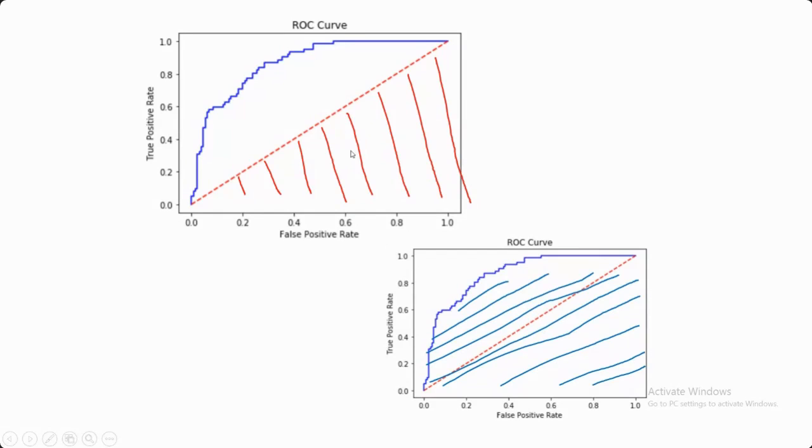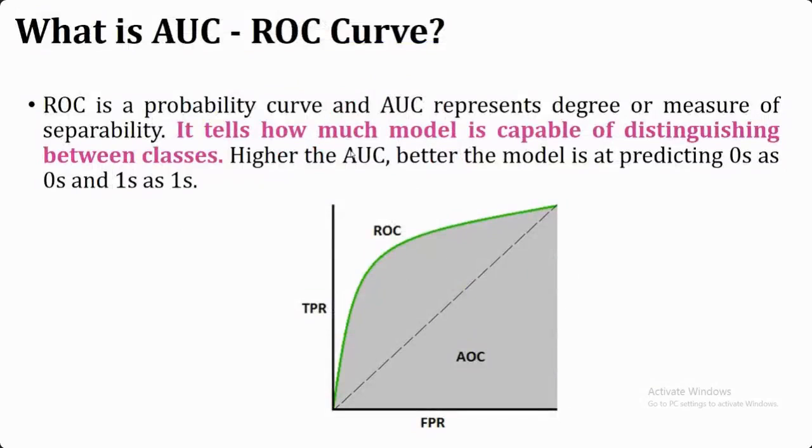Now next we are going to see this AUC in more detail. As I said, AUC is the area under the curve, and it's basically going to tell you how much your model is capable of differentiating between the classes. If you have two classes, it tells how efficiently it's able to differentiate between class 0 and class 1 instances.